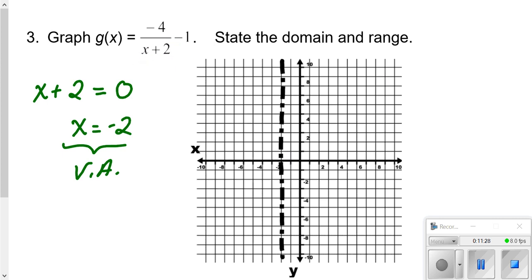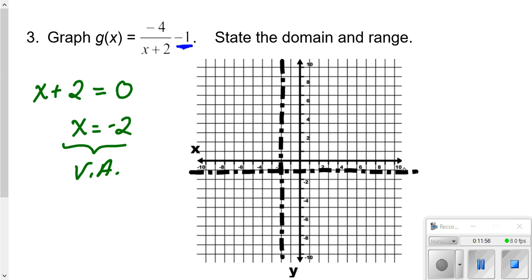All right, and then the other part of my transformation is this minus 1. Normally I have a horizontal asymptote right here, but that is not going to be where it is because my entire graph is going to move down 1. And so that horizontal asymptote is going to lie at negative 1. Okay, so those 2 black dotted lines, that's my scaffolding.